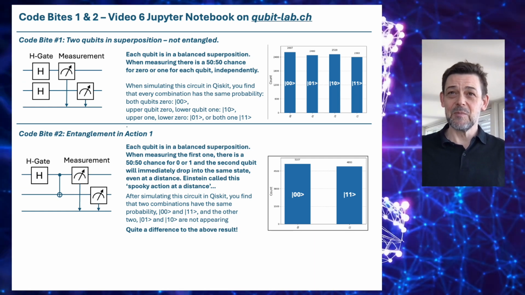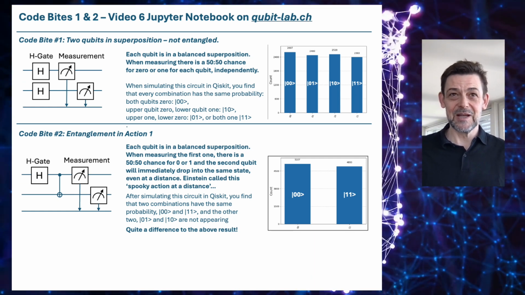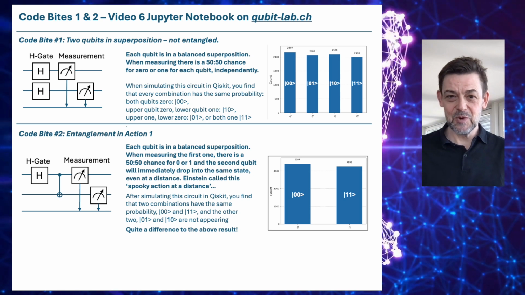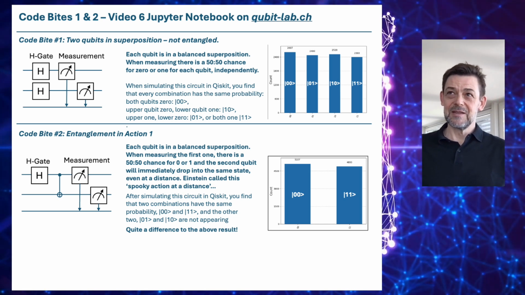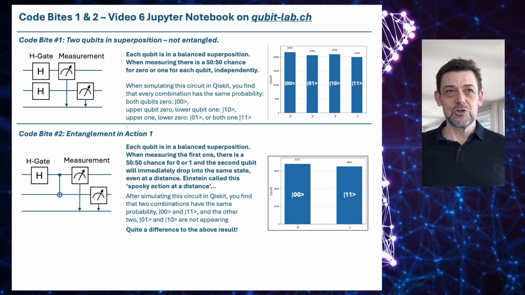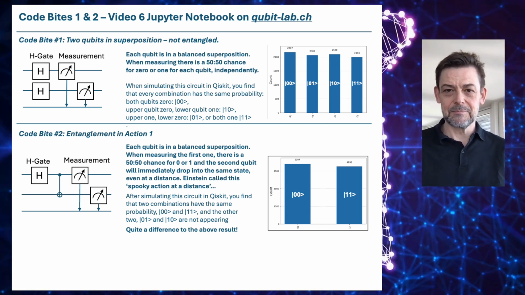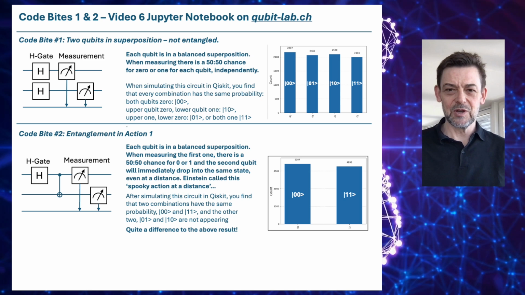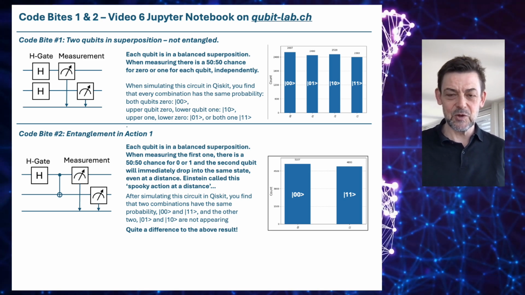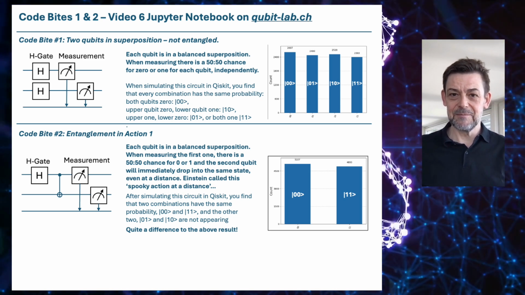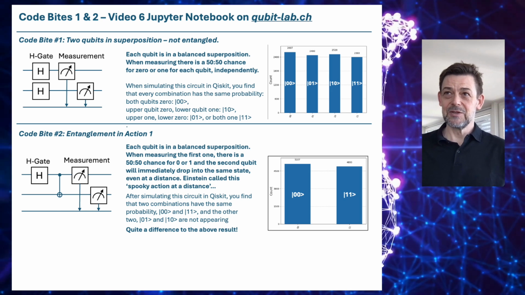Now we go to code byte 2. We encode the CNOT setup from earlier and do the same as above. The result is quite different from the one above. Only states 0,0 and 1,1 are measured. No measurements for 1,0 or 0,1. That shows that the 2 qubits were entangled.